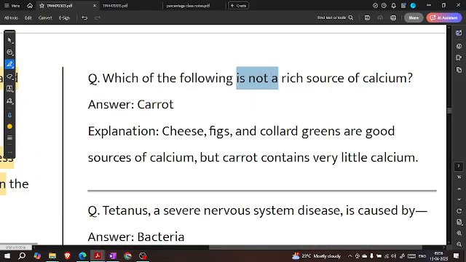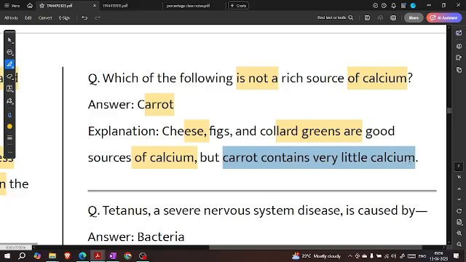Which of the following is not a rich source of calcium? Carrot. Cheese, figs, and collard greens are good sources of calcium, but carrot contains very little calcium.